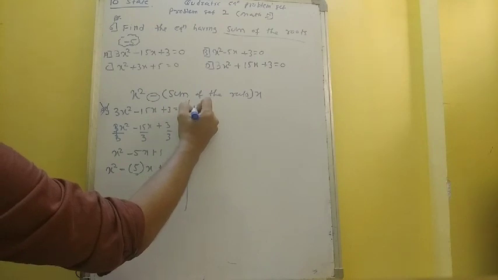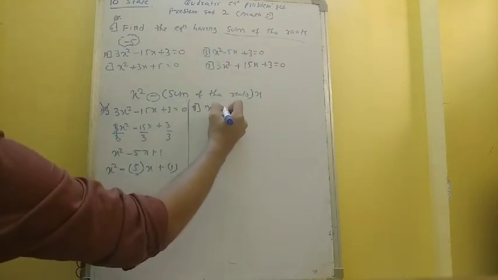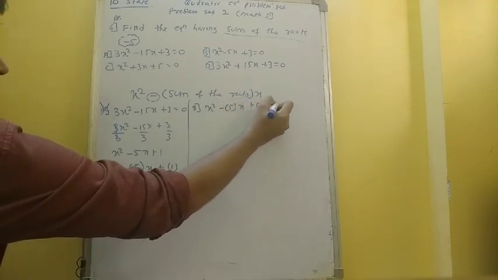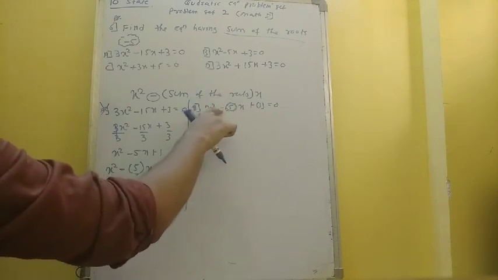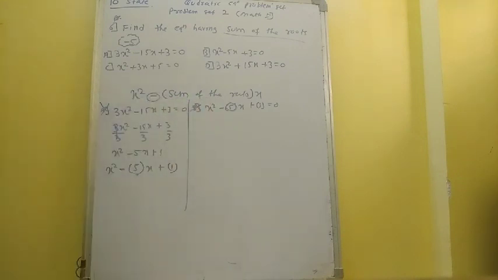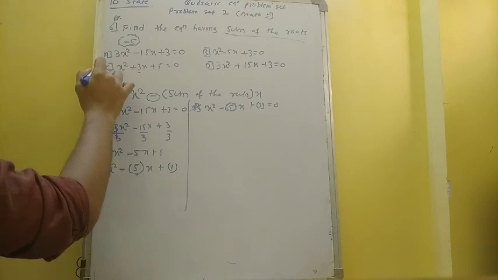Now for B. x square minus 5x plus 3 is equal to 0. Again we have the sum of the roots as 5, because after the minus sign is the sum of the roots. So it is 5. Again B is not the solution. C cannot be the solution because it is 3 over here, so we need not check for this.